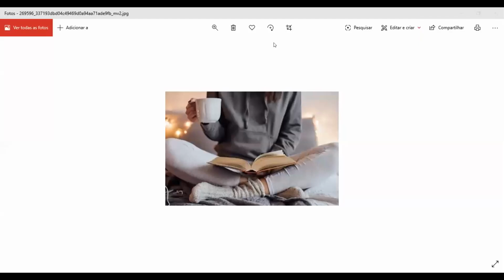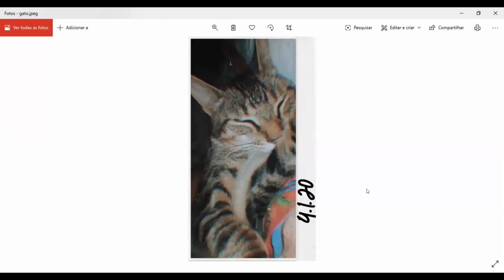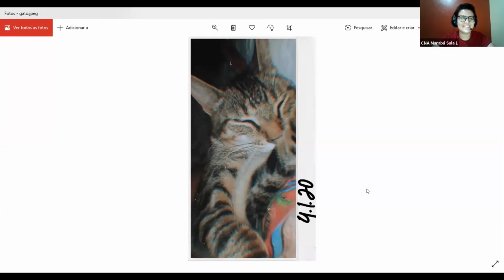Reading makes me happy because I've been distraída, como é que fala? Distracted. Distracted, and I think this is interesting. Okay, very good. This is my cat. Her name is Tigrão, and he makes me happy because he is always with me. Oh, I love cats. Okay, great.